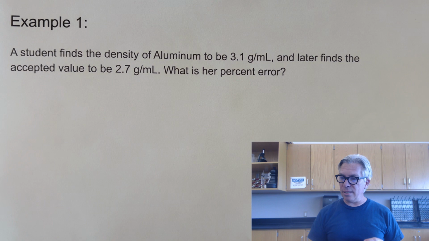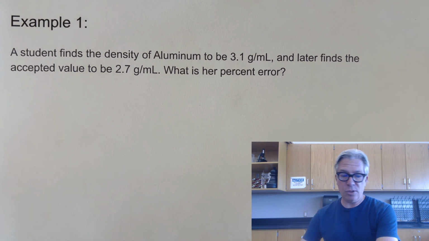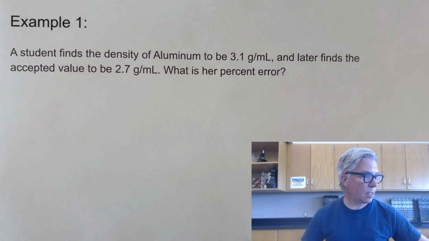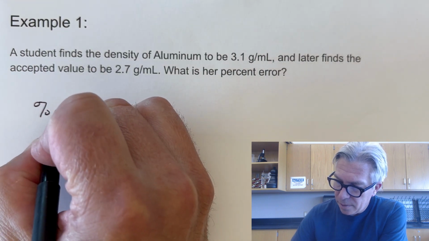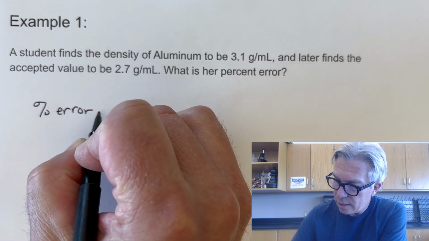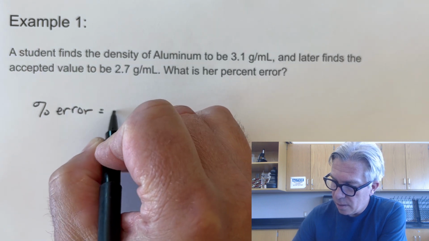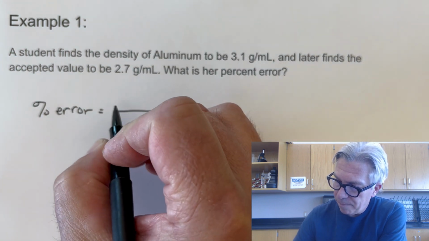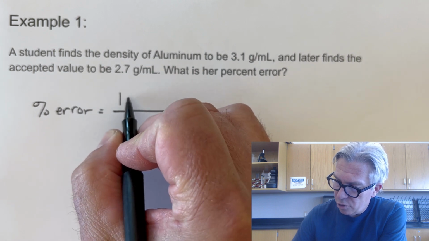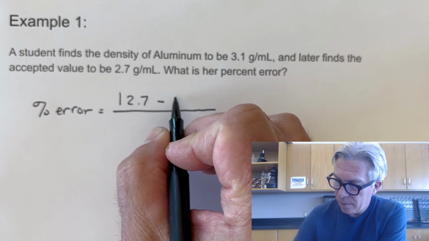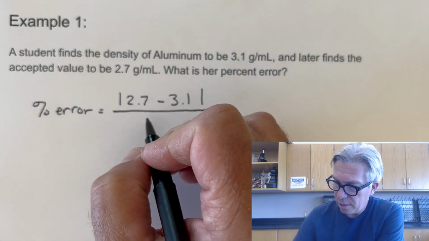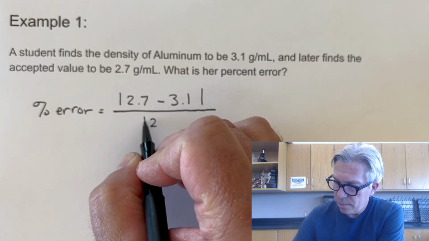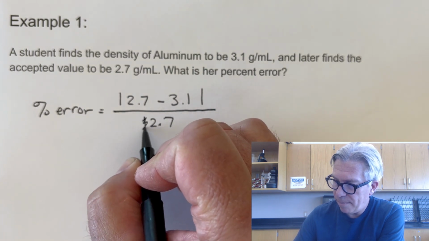Example 1, a student finds the density of aluminum to be 3.1 grams per milliliter, and later finds the accepted value to be 2.7. What is the percent error? So the way you do this is setting it up in your lab notebook. Always a good idea to write the formula that you're using. So percent error, and then we would do the absolute value of 2.7, which is the accepted value, minus 3.1, which is what they got. In this case, units are not as important, but over 2.7, times 100.